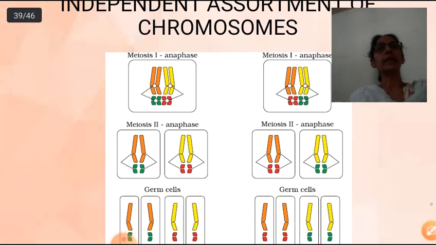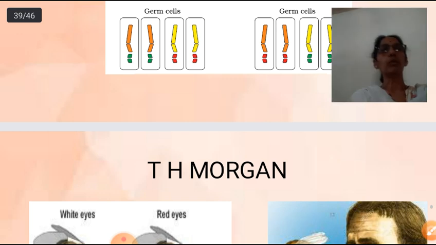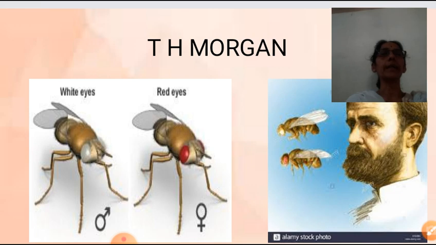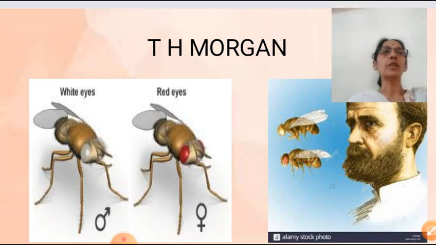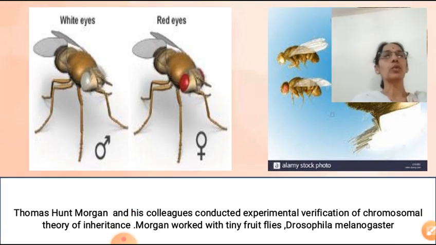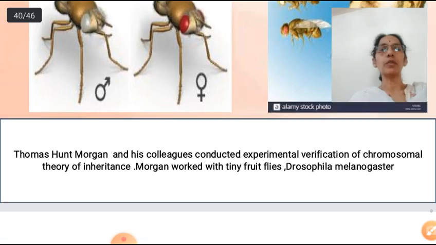So here you can see that chromosomes are moving with each other. The next scientist is Thomas Hunt Morgan. He studied the inheritance pattern in the fruit fly. The scientific name of the fruit fly is Drosophila melanogaster. T.H. Morgan used this experimental material to study the chromosomal theory of inheritance. He conducted several experiments in an organism called Drosophila melanogaster. Common name is fruit fly.